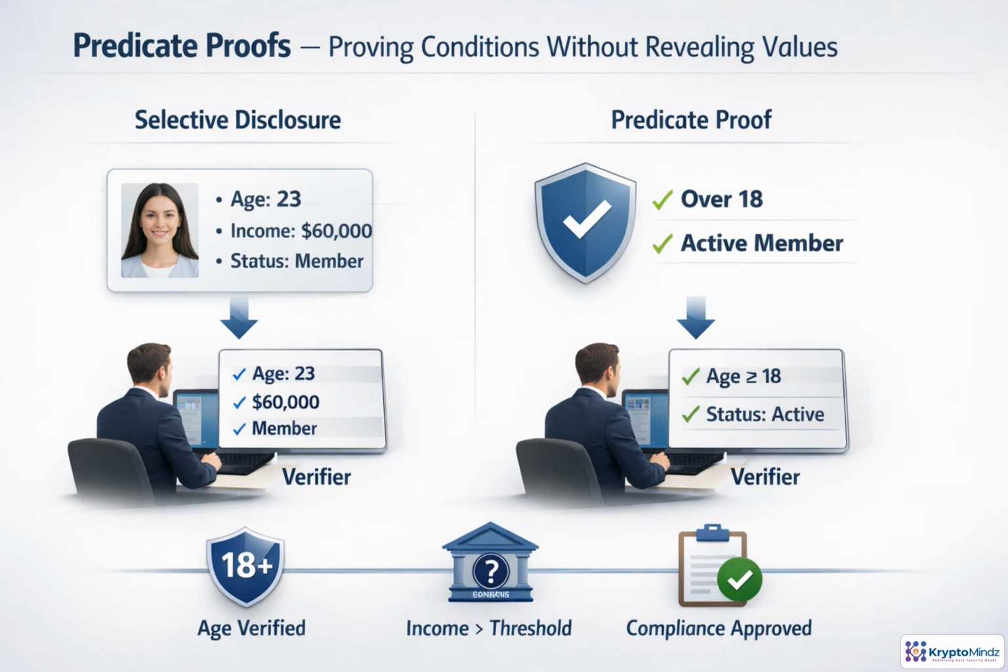Selective disclosure limits what is revealed, but it may still expose exact values, such as age or income. Predicate proofs go one step further by answering only the verifier's question. Are you over 18? Is your membership active? Is income above a threshold? The proof returns yes or no without revealing the underlying data. This reduces privacy risk while still supporting authorization, eligibility, and compliance decisions.